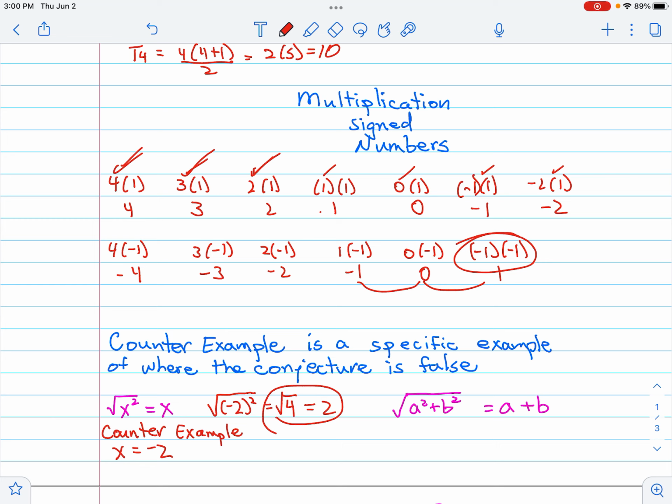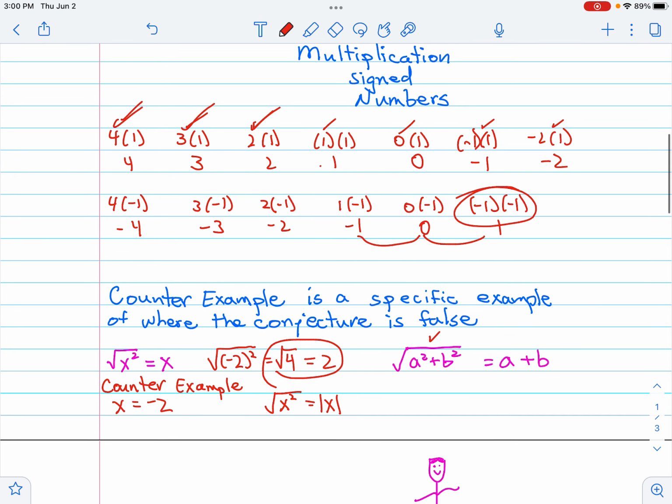Here's what you need to remember: the square root of x squared equals the absolute value of x. It's only equal to x if x is 0 or bigger. So we had a counterexample there. If x is -2, the square root of -2 squared does not equal -2. Now let's look at this one. The square root of a squared plus b squared equals a plus b. Let's see if that's true.